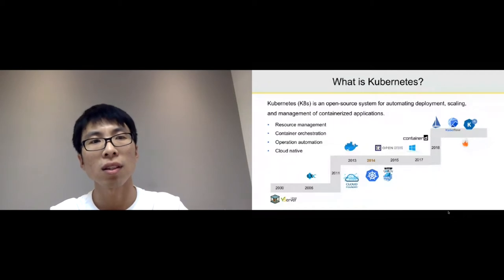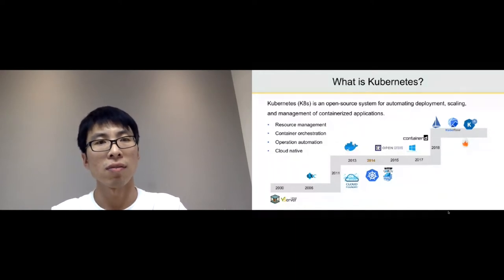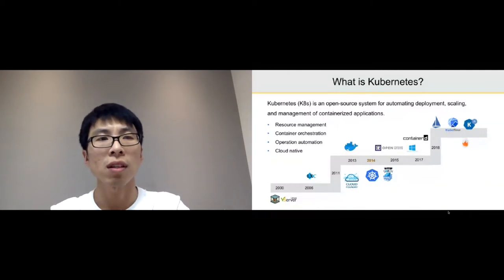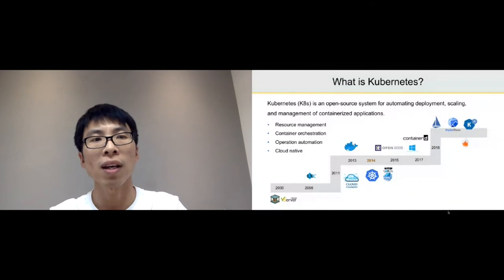The second is container orchestration. All the workloads, all jobs running on Kubernetes are containerized. The third is operation automation. Kubernetes provides a simple declarative API. Then you could just write a simple YAML file, then apply it. Your Kubernetes application will be launched. All the operations, like creating resources and others, will be done by Kubernetes automatically. Number four is cloud native. All the cloud vendors could provide an out-of-the-box Kubernetes cluster. Then it is very easy to set up a Kubernetes cluster.